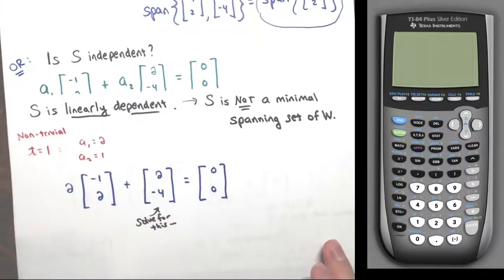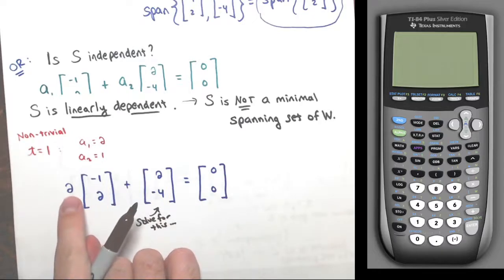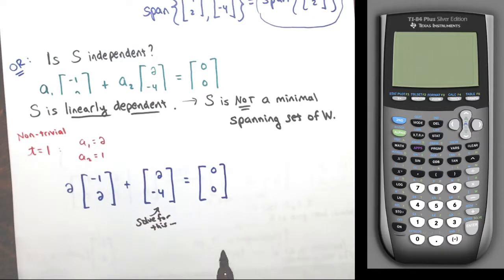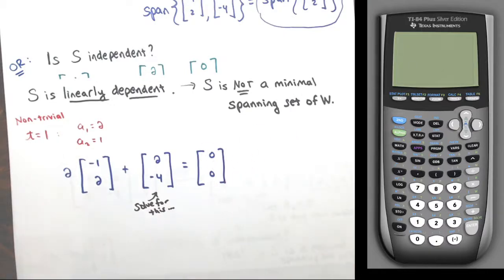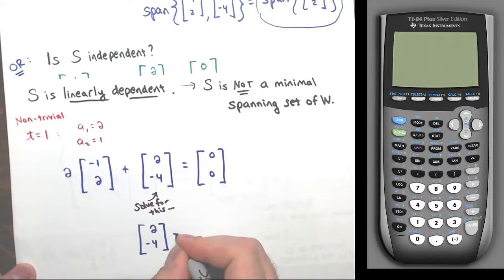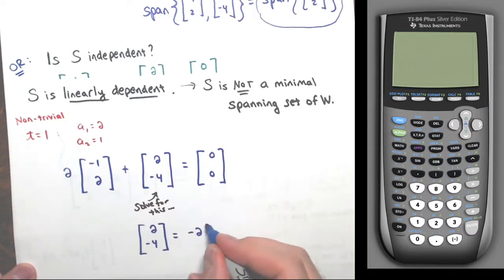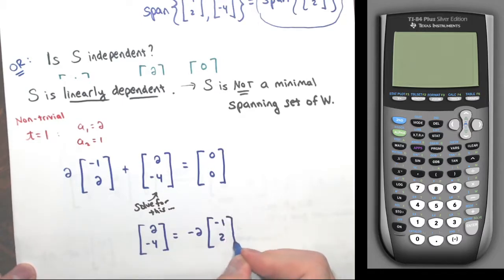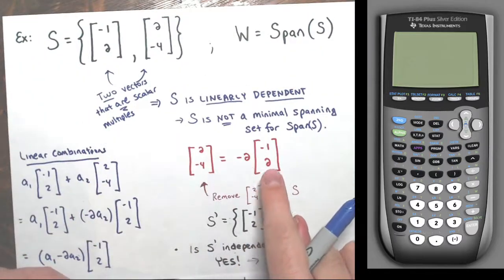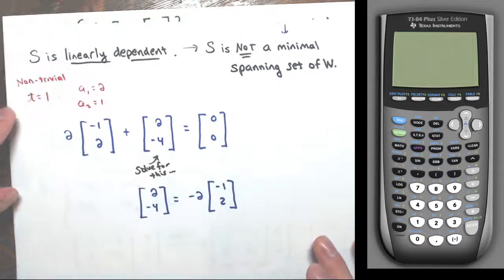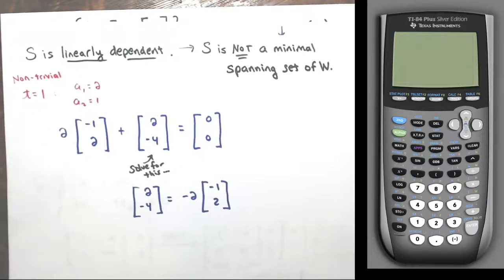Right? So in order to do that, this is positive 2 here times this. I'm going to subtract 2 of that vector to both sides. And this is just a 0 vector over here, so it's not going to affect anything when you add. And I'll have 2, negative 4 equals, subtracting this, negative 2 times negative 1, 2, which is exactly what I had up way earlier. All right, way back here, 2, negative 4 equals negative 2 times negative 1, 2. But I found it using some non-trivial solution to that independence equation, that check for independence, where I have a linear combination equal a 0 vector.